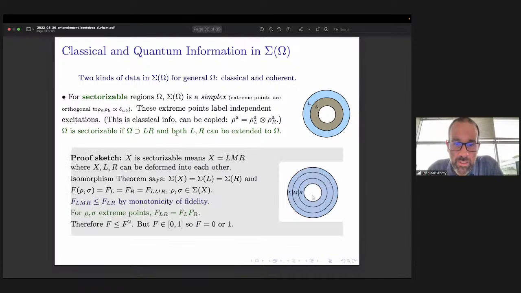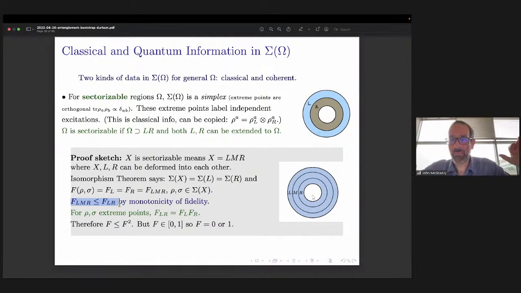There's a really nice proof of this fact, just starting from the demand that the region is sectorizable. It means you can chop it up into some parts. And then using the isomorphism theorem, that you can deform the parts back to itself, and monotonicity of the fidelity. So comparing the fidelity of two states, there's a famous picture in Chuang and Nielsen that explains this inequality, that if you look at only part of a picture, it's harder to tell the two things apart, right? If you draw a smiley face and a frowny face and erase the bottom half of the picture, you can't tell them apart. But if you have the whole picture, you can tell them apart.